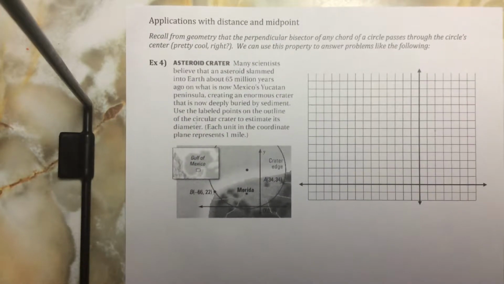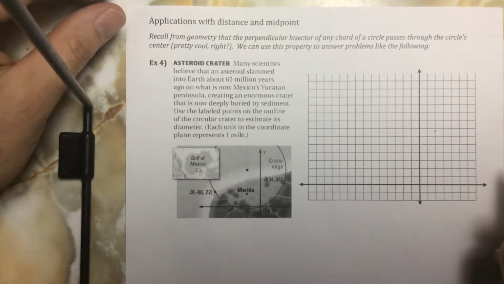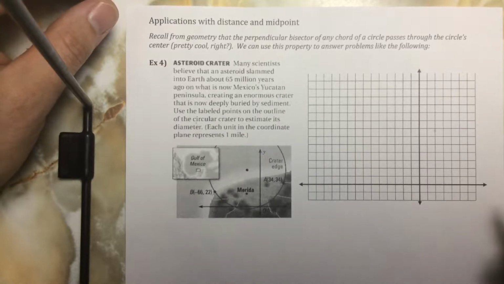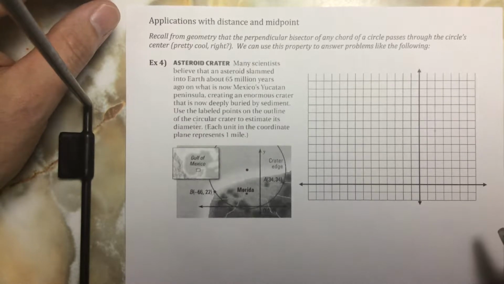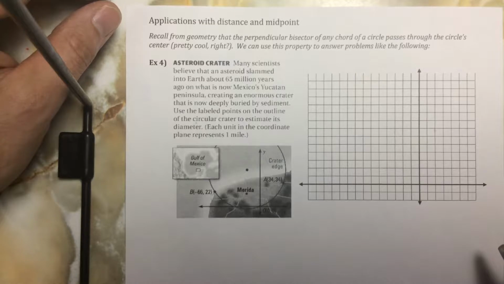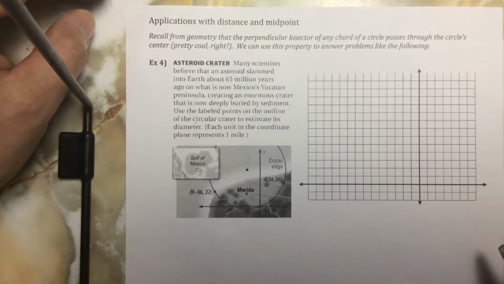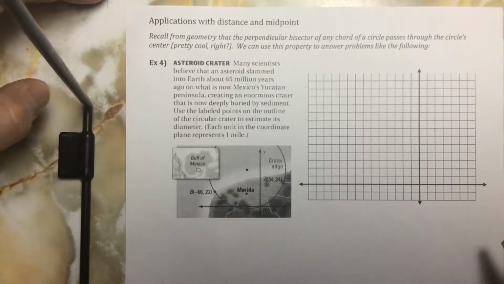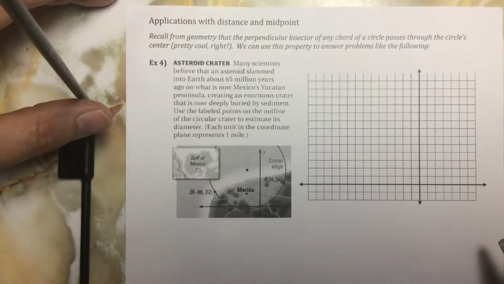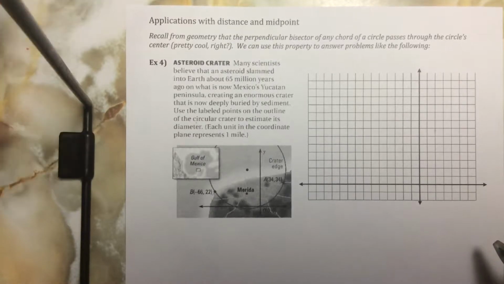Hello there, mathletes. We are going to go over a quick problem on using perpendicular bisectors of chords in a circle in order to find the circle's center. Hopefully you've had time to read through this problem. It's about a crater in Mexico's Yucatan Peninsula, and we're trying to find where the center of the crater is to estimate its diameter.